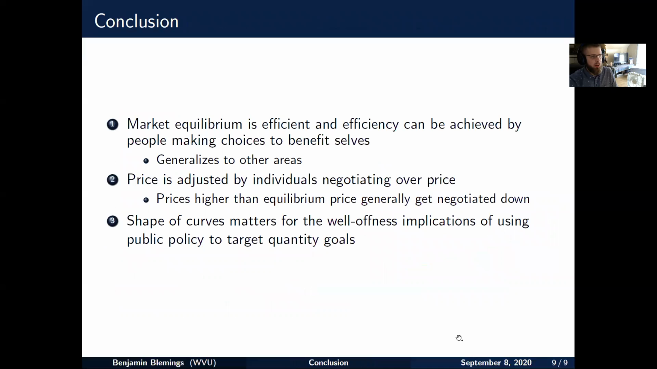In conclusion, market equilibrium is efficient, and efficiency can be achieved by people just making choices to benefit themselves, and this generalizes to a lot of different applications. Price gets adjusted in a market equilibrium by individuals negotiating over the price. If prices are higher than the equilibrium price, they generally get negotiated down. And finally, the shapes or steepness of the curves matter for the well-being implications of using different public policies to target quantity goals.